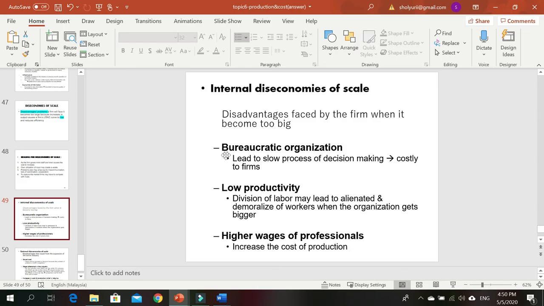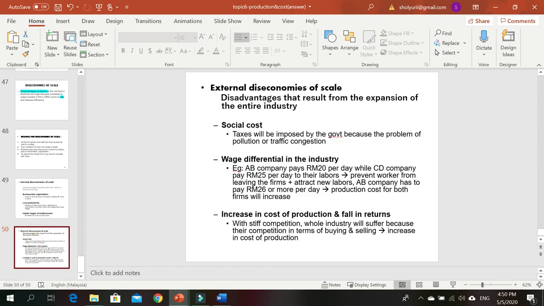Internal diseconomies of scale, kita ada bureaucratic organization, kita ada low productivity, higher wage rate of professional. Kita ada external diseconomies of scale, kita ada social cost, wage differential, kita ada increased cost of production and falls in return. So this one being explained in the page of 165. Economies of scale tadi 163, diseconomies of scale 165. Like usual, kalau you tak ada, ask me, I'll snap in the group WhatsApp.